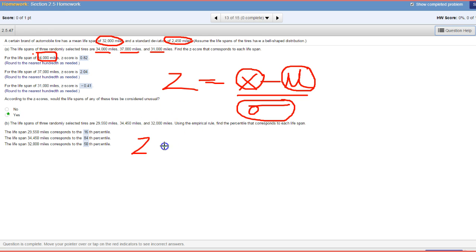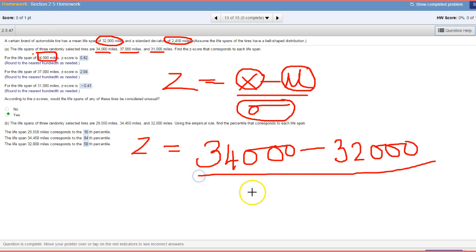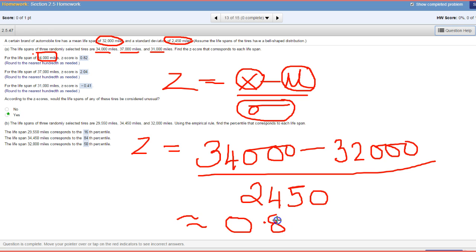So the z-score for 34,000 is 34,000 minus mu, which is 32,000, over the standard deviation 2,450, and that's approximately, rounding off to the hundredth place, 0.82.